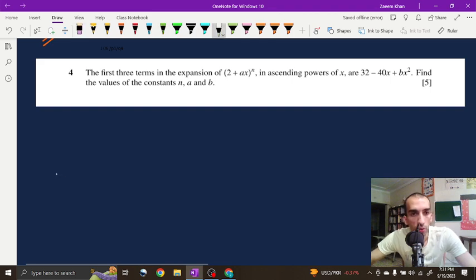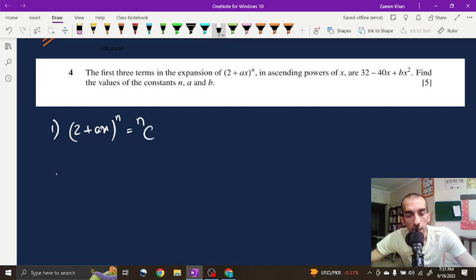So we've got 2 plus ax raised to power n. What's the formula? n, because n is unknown for now. nCr, a to the power n minus r, where a is 2, and b to the power r, where b is ax.